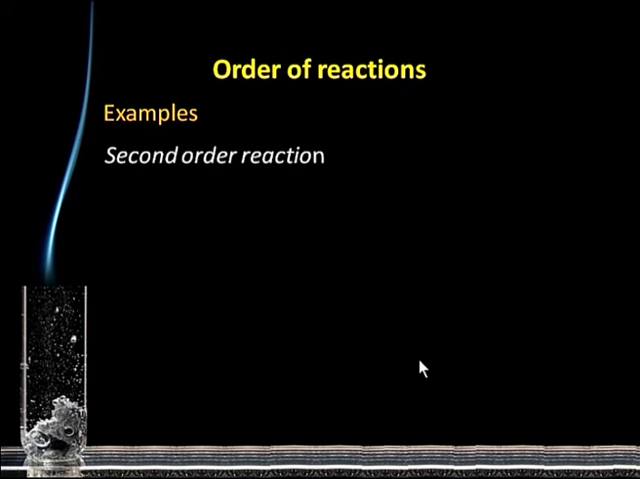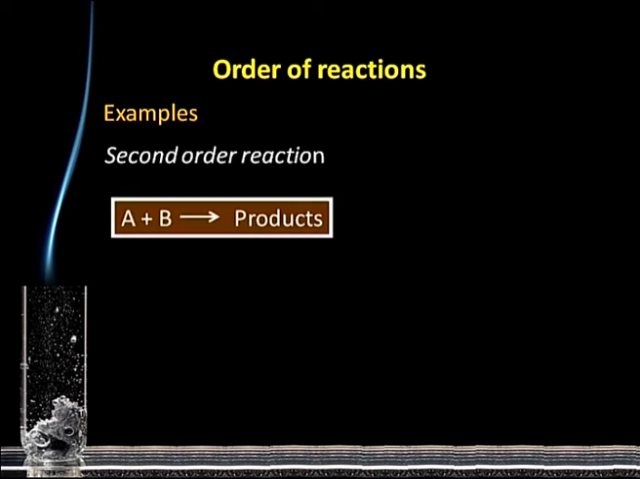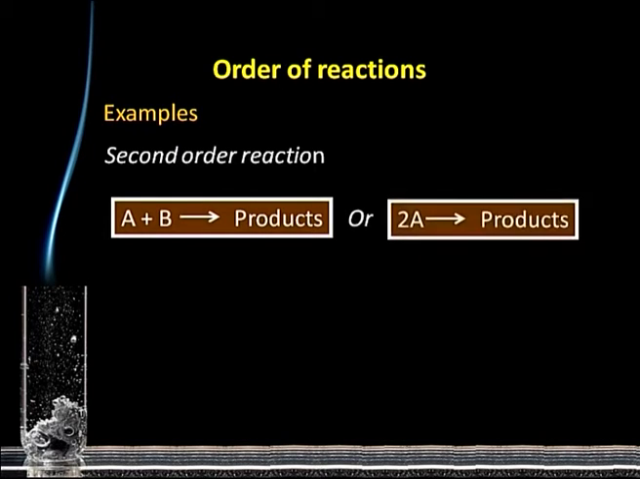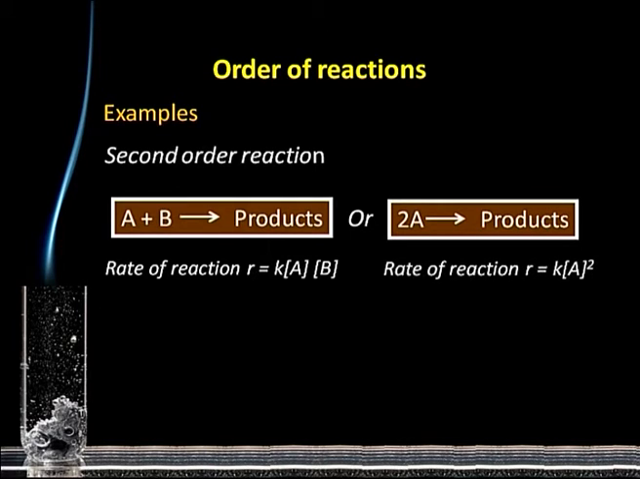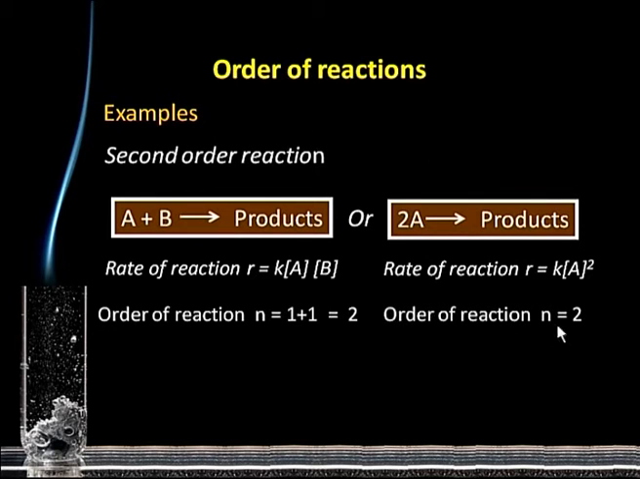Let us look at the second order reactions. A plus B giving you products, or the other possibility is 2A giving you products. Rate of reaction r = k[A][B], and the other possibility is rate of reaction = k[A]^2. Therefore, order of reaction in both the cases works out to be 2.